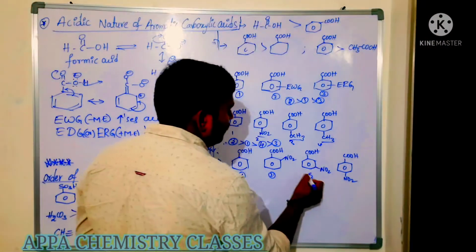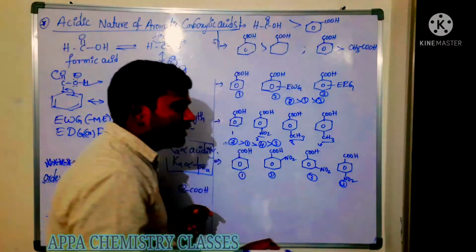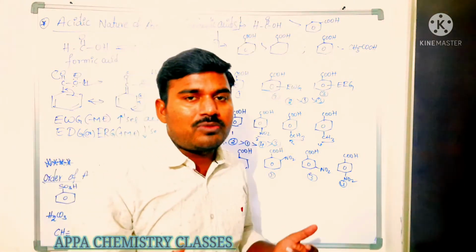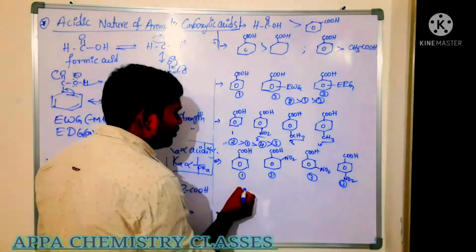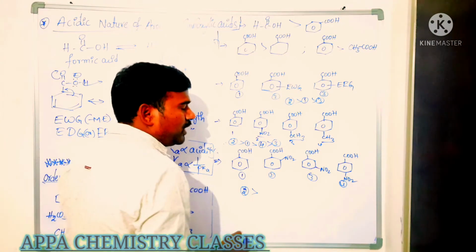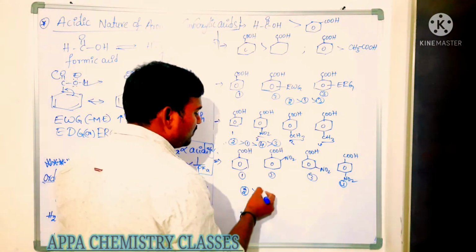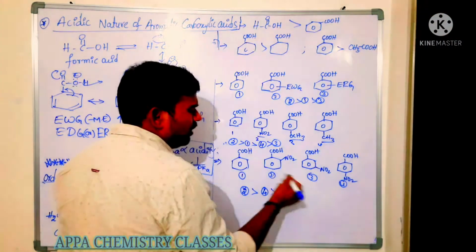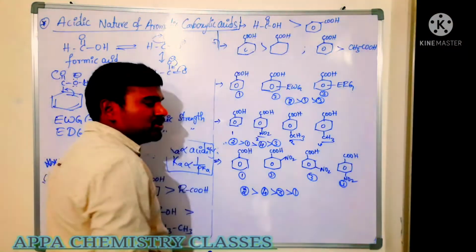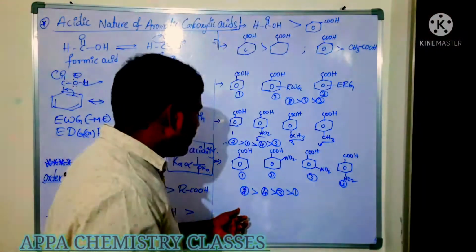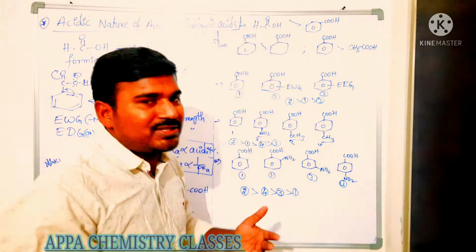1, 2, 3, 4. So generally what we will think, the para substituted electron withdrawing group is more acidic. But what happens here? The 2 is more acidic. That is, orthonitrobenzoic acid is more acidic than para-nitrobenzoic acid. After that meta-nitrobenzoic acid, after that only benzoic acid. What is the reason why orthonitrobenzoic acid is the more acidic one?